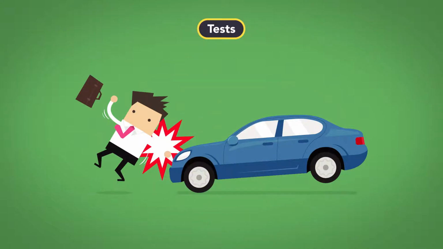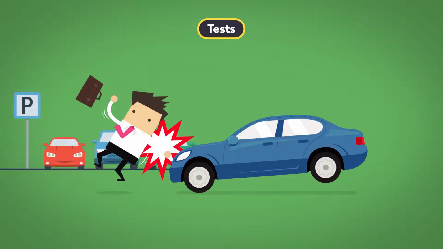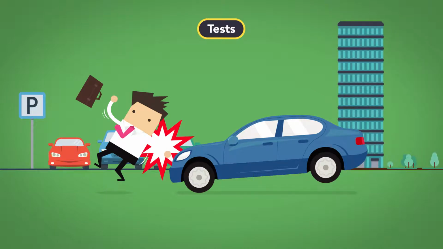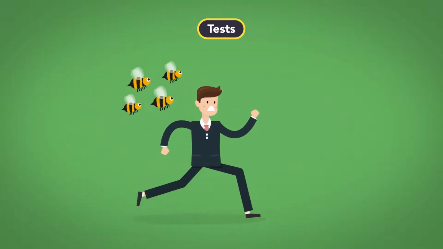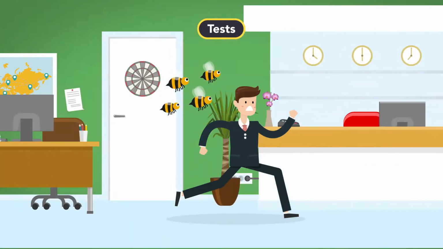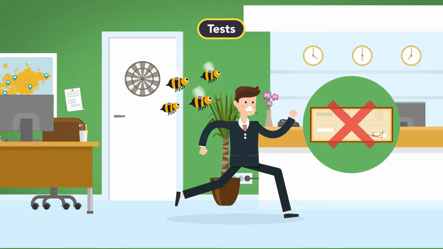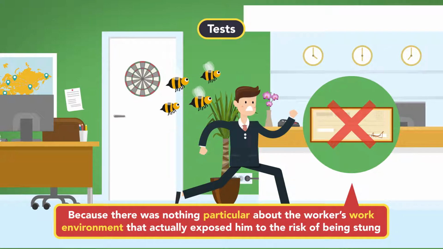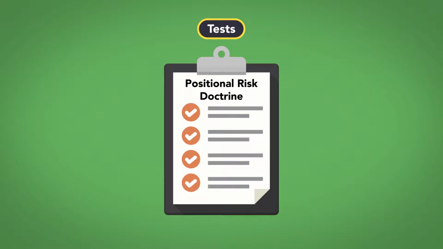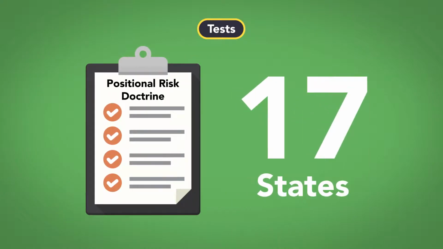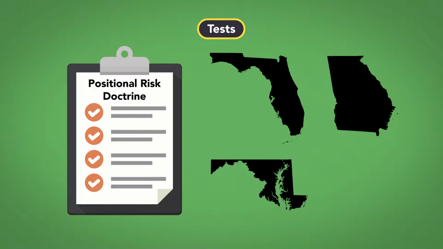Even though a person is exposed to the hazards of crossing the street in everyday life, the fact that employee parking was located across the street from the work building actually created the risk of being hit that was particular to the job. In contrast, a worker who was stung by a bee while working did not suffer a compensable injury because there was nothing particular about the worker's work environment that actually exposed him to the risk of being stung. Finally, the Positional Risk Doctrine is applied in 17 states, including Florida, Georgia, Maryland, and New York.